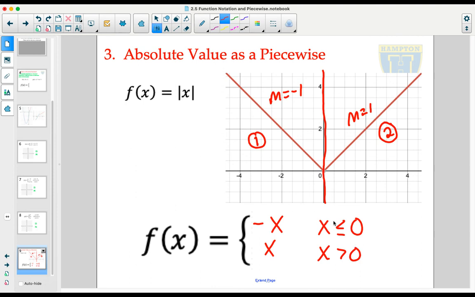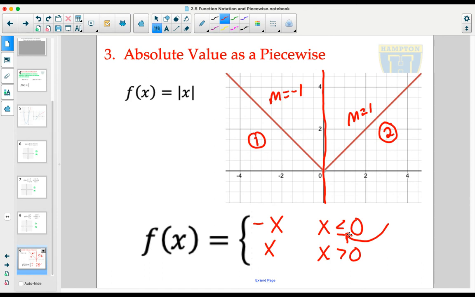I have the option to put that equal to anywhere I want on either of the two pieces. Because the two pieces of the graph meet in that spot, there's no necessity that I put that equal to on the first piece or on the second piece. I have the option to place that equal to wherever I'd like.